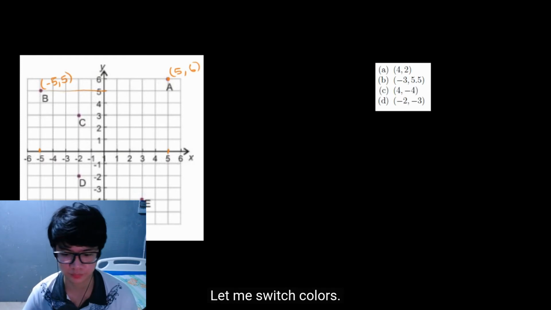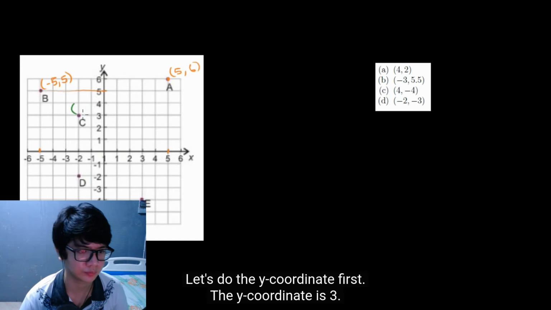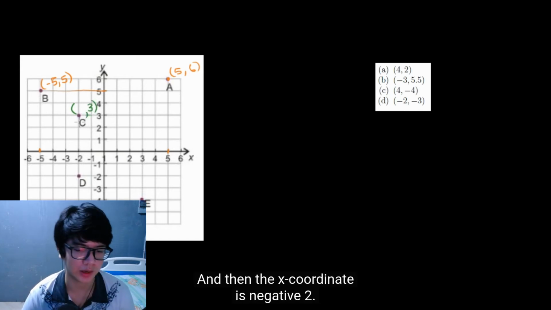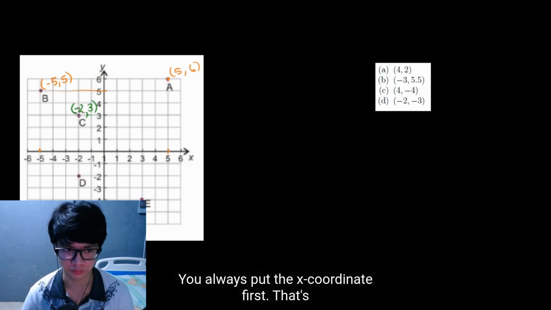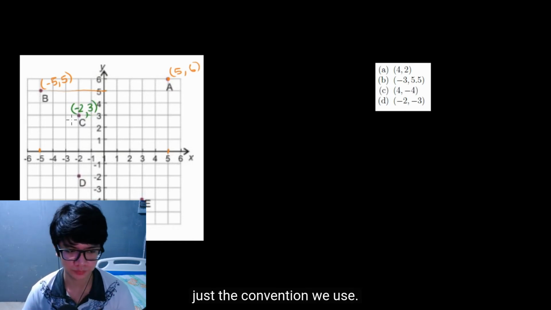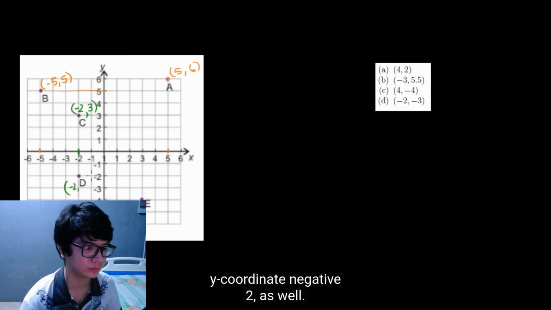Let me switch colors. C. I think you're getting the hang of this. Let's do the y-coordinate first. The y-coordinate is 3. You see that right there. And then the x-coordinate is negative 2. Negative 2. You always put the x-coordinate first. That's just the convention we use. D. X-coordinate, negative 2. You see that right there. Y-coordinate, negative 2 as well.